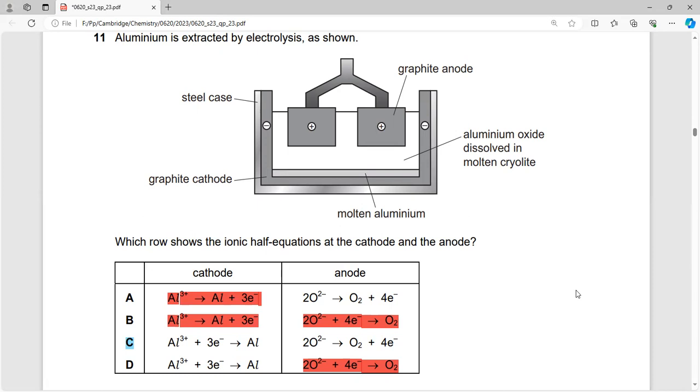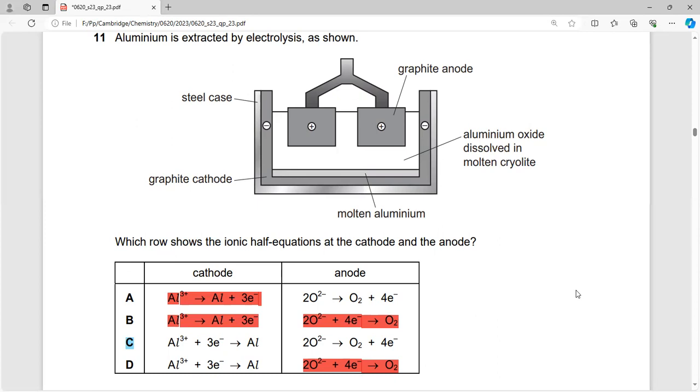So that's why A and B options are wrong. What about C? So the aluminium will reduce and take 3 electrons, and this will deposit at the cathode. What about at the anode? The oxygen with a negative oxidation state will give 4 electrons and oxidize at the anode to produce oxygen gas. So that's why C is our correct option here.